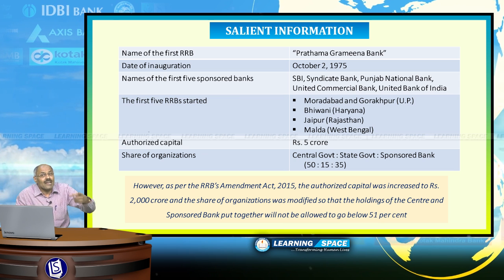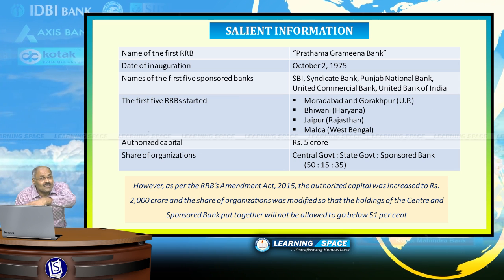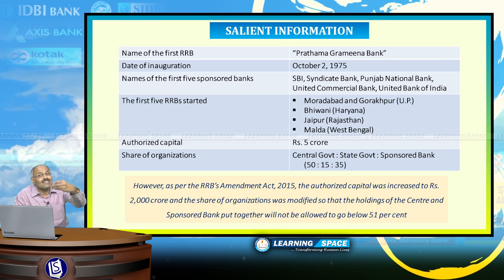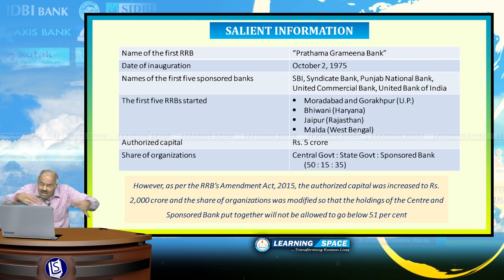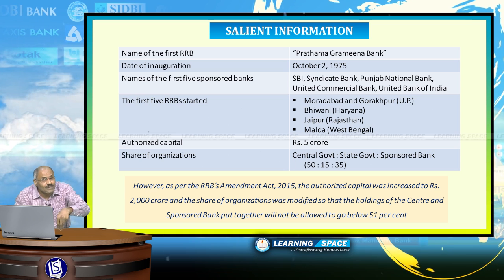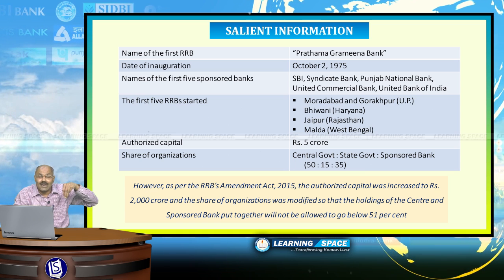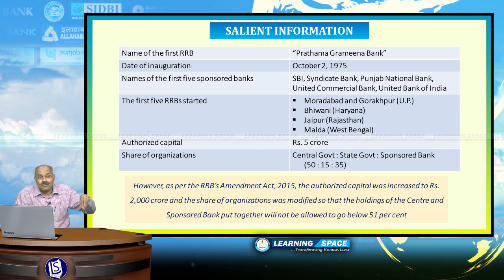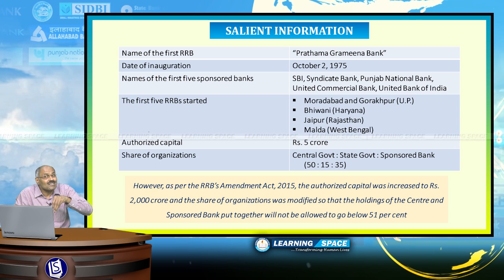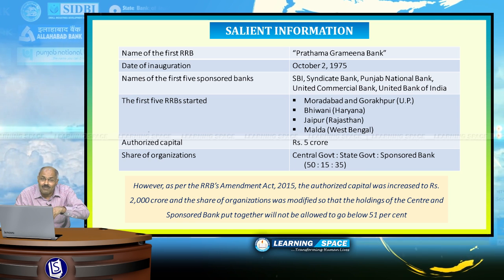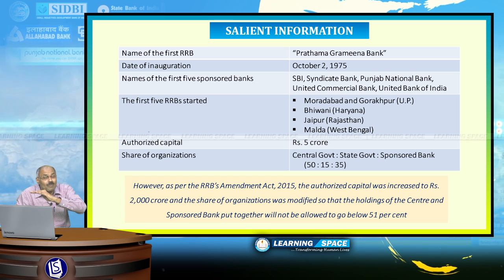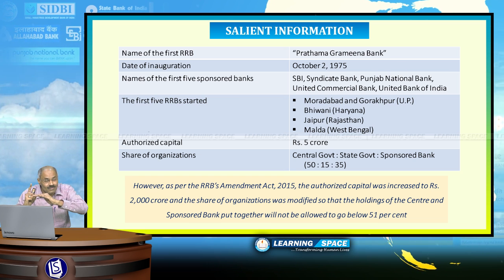Second change is, initially when the banks were established, the share was 50, 15, 35. But now that is also modified. And now, as per this Amendment Act, the combined share of central government and the sponsored bank will not be allowed to go below 51%. That is the only stipulation.